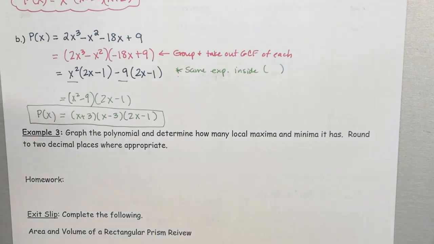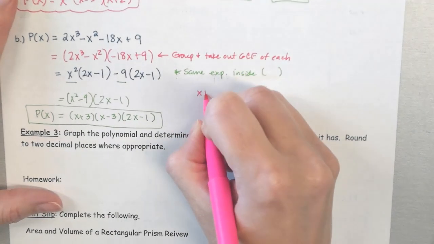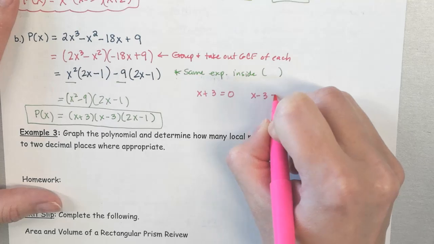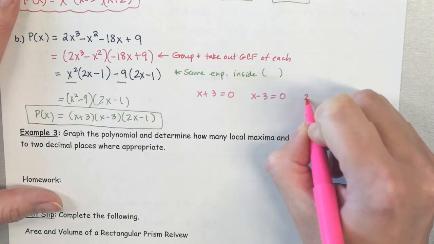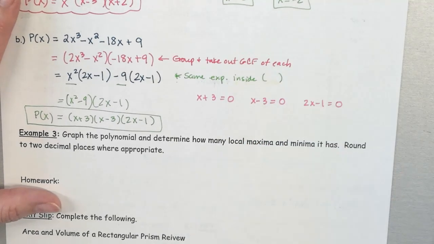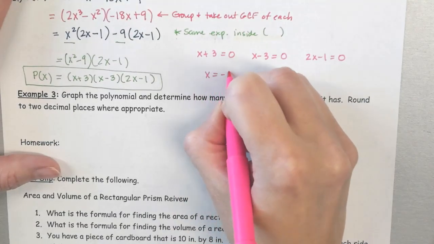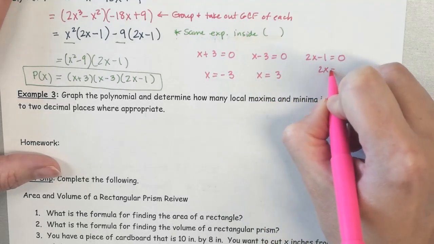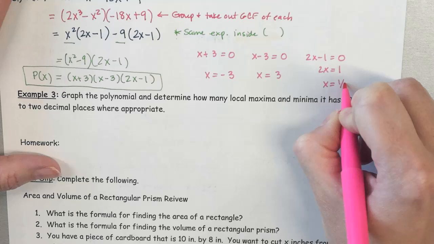And then just like we did before, we're going to set each factor equal to 0 to solve. So x plus 3 equals 0, x minus 3 equals 0, or 2x minus 1 equals 0. Okay, so your zeros are negative 3, 3, and then here you would add the 1 first, then divide by 2.